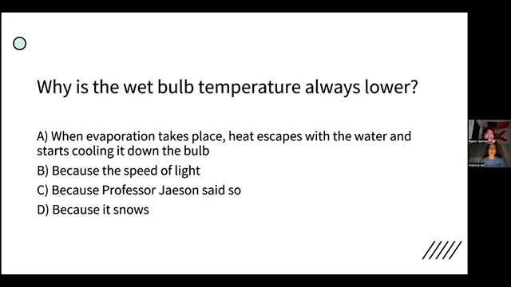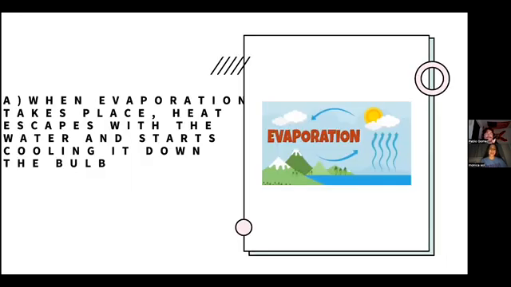Why is the wet bulb temperature always lower? A. When evaporation takes place, heat escapes with the water and starts cooling down the bulb. B. Because the speed of light. C. Because Professor Jason said so. Or D. Because it snows. You guessed it, the correct answer was A. When evaporation takes place, heat escapes with the water and starts cooling down the bulb.